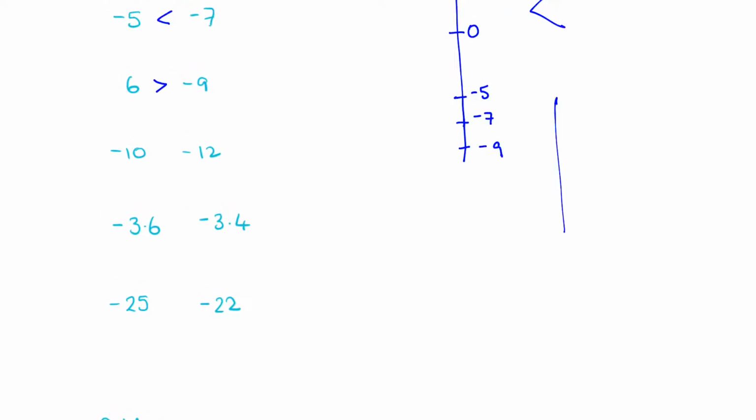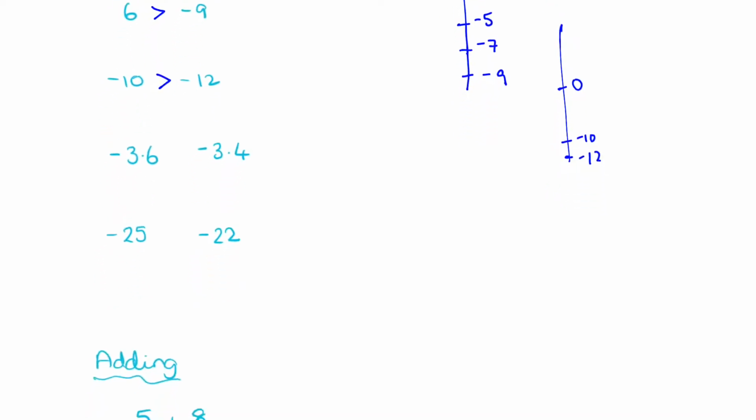Again, thinking about our number line, negative 10 and negative 12. So there's 0 again. So negative 10, if I put that down there, where does negative 12 go? Well, it's below, isn't it? Because if we're going down the number line, it'd be negative 1, negative 2, negative 3, and so on. And then we'd get to negative 12 down there. So we can say that negative 10 is bigger than negative 12.